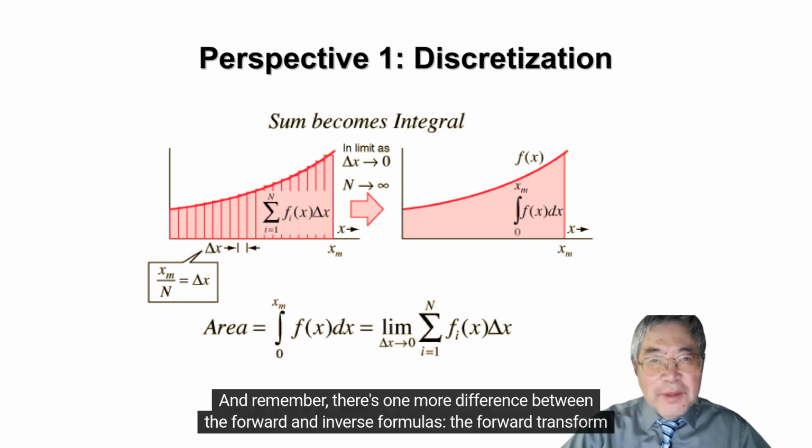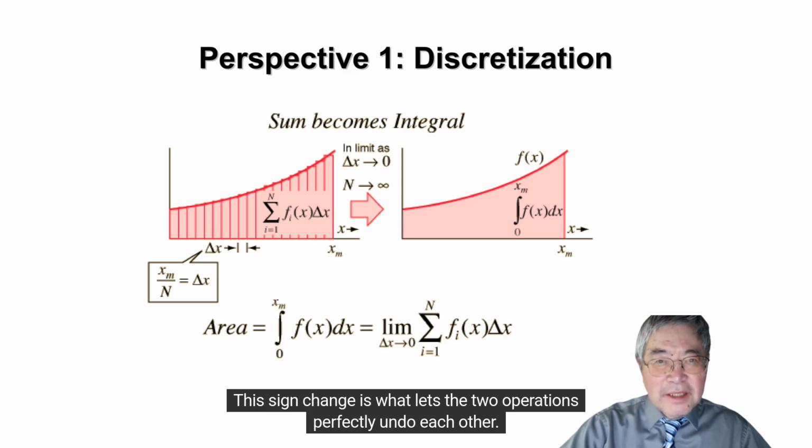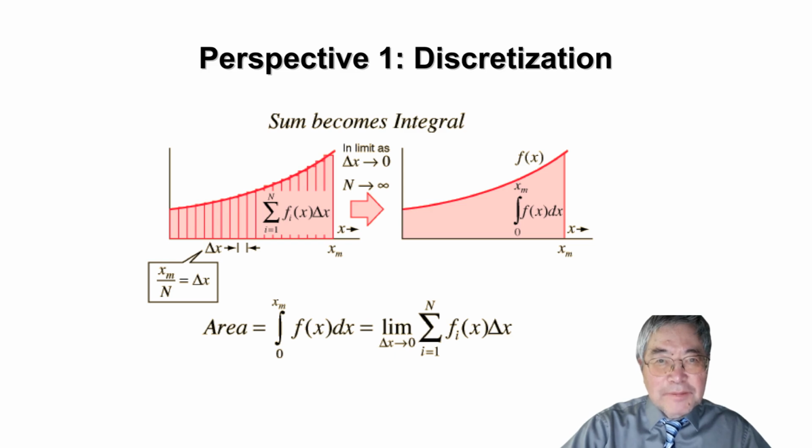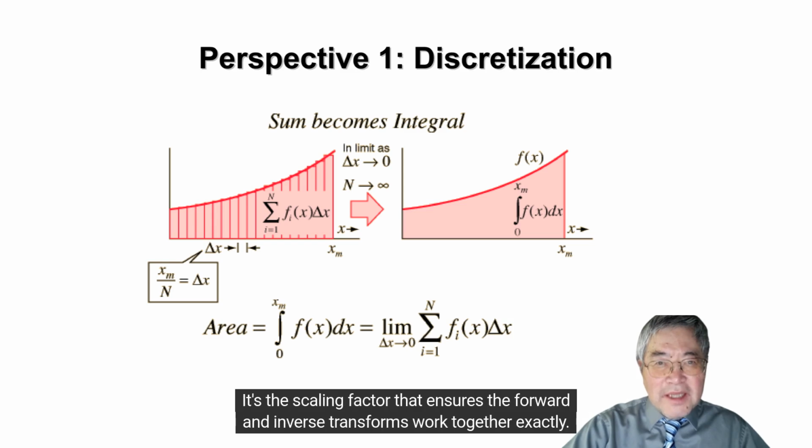And remember, there's one more difference between the forward and inverse formulas. The forward transform uses a minus sign in the exponent and the inverse transform uses a plus sign. This sign change is what lets the two operations perfectly undo each other. So the 1 over N is there because of how sampling replaces integrals with sums in both domains. It's the scaling factor that ensures the forward and inverse transforms work together exactly.